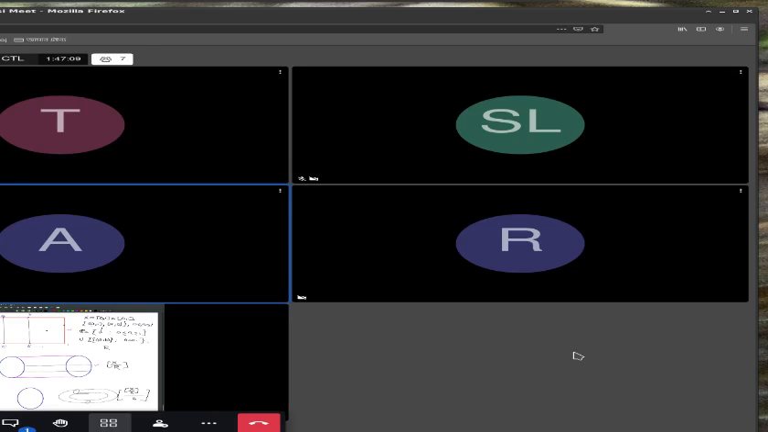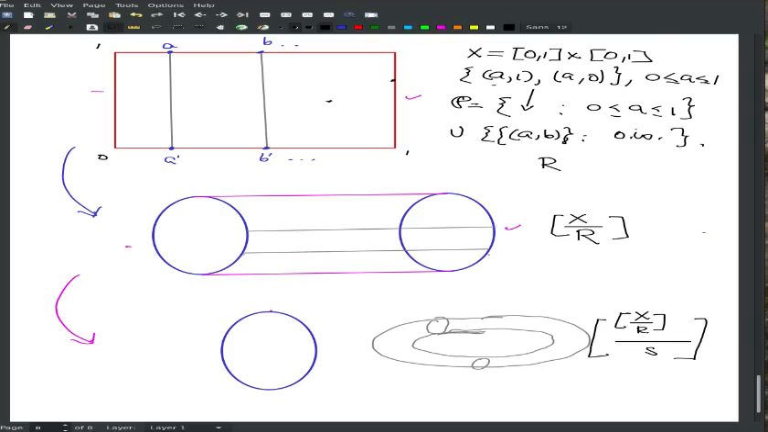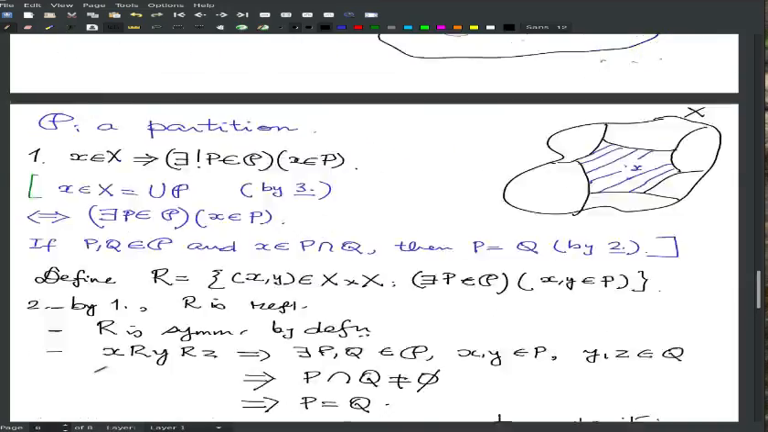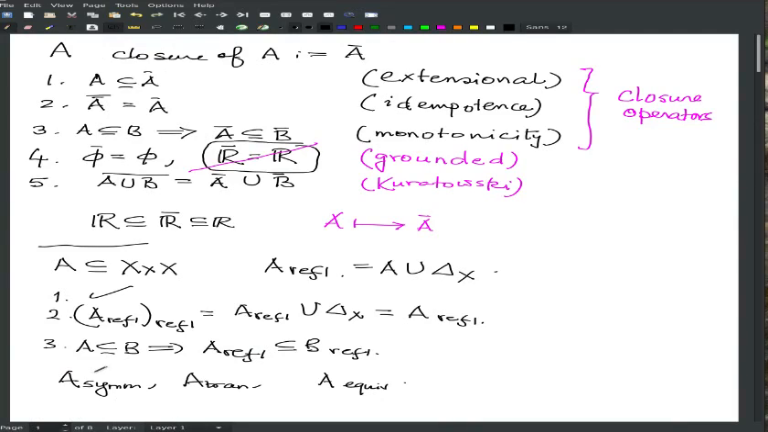Doctor? Yes? I've actually got a question that I typed in the chat. Some clarification, please. Idempotence. If Doctor can go up again to the page, I think 1. So if you look at 2, the A double bar, is that equal to A bar or just A?